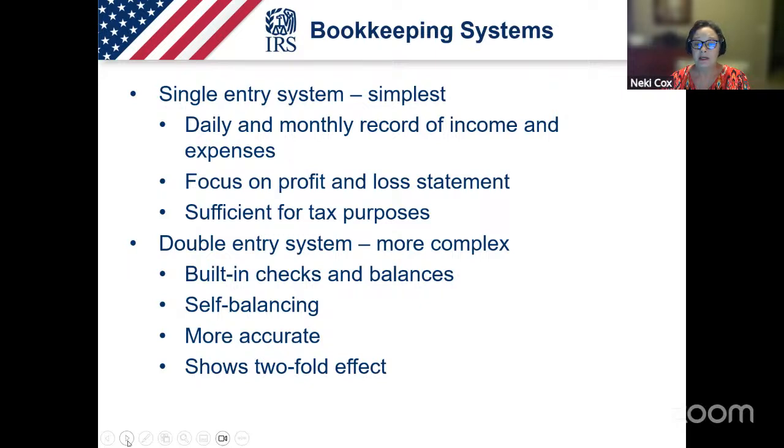The double entry system is more complex. It has built-in checks and balances. It's self-balancing and it's more accurate than the single entry system. Because all businesses consist of an exchange of one thing for another, double entry bookkeeping is used to show this twofold effect.